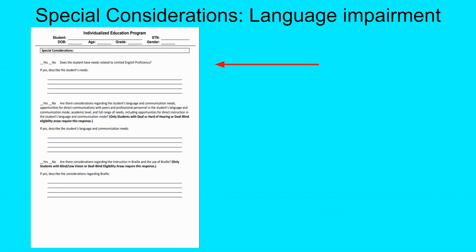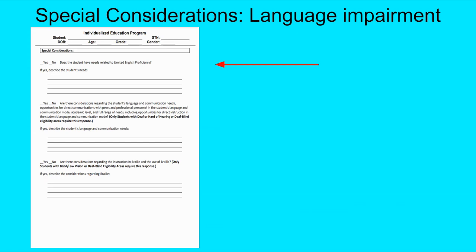If the answer is yes, then you don't need to worry about that. Okay. If the answer is no, okay, does the student have needs related to English proficiency? Then you don't necessarily have to worry. But if they do have disabilities or needs related, then you will need to fill out this section. So if you mark yes, then you have to fill it out. If you mark no, then you can move past it, okay? If the answer is yes, then you need to describe what the student's needs are. Maybe they need an interpreter. Maybe they need somebody to explain to them how to do something, okay?